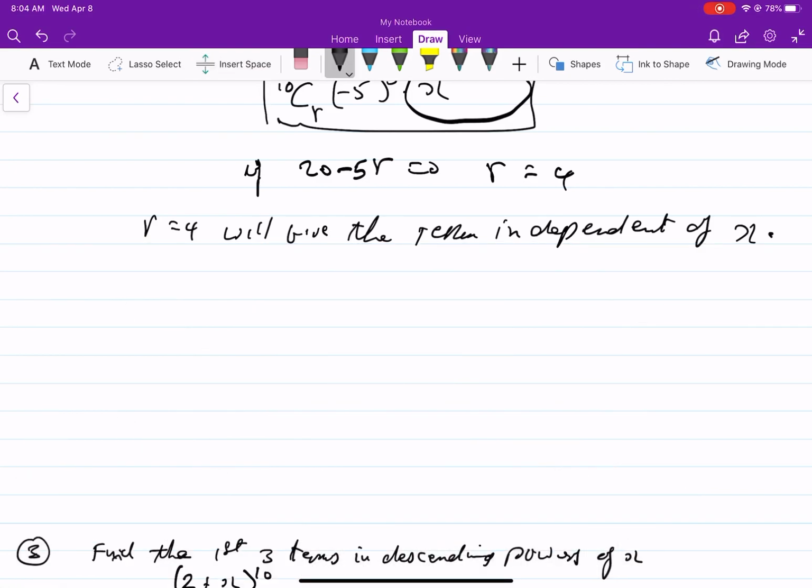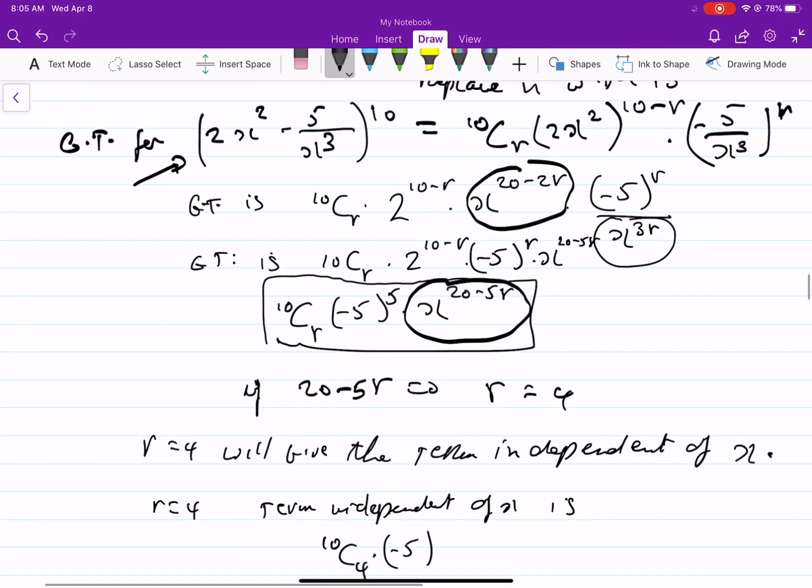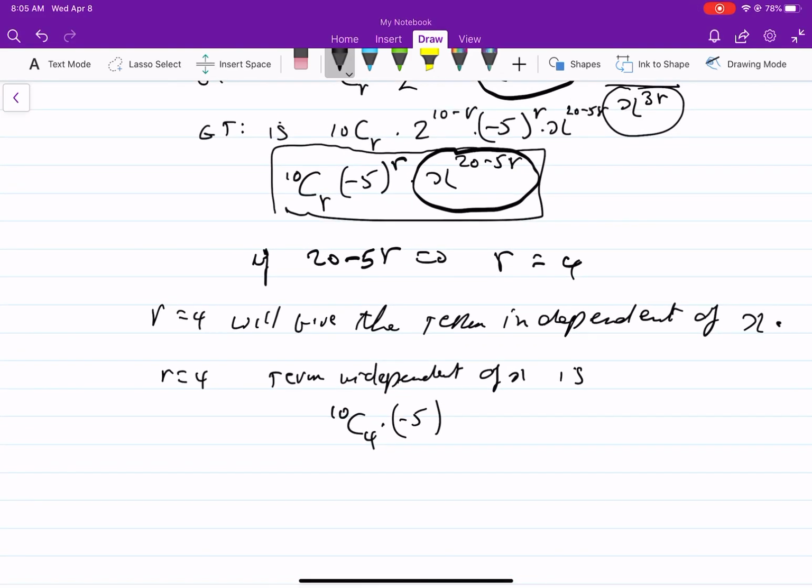All right. So let's do that. When r is equal to 4, the term independent of x is 10C4 times (−5) to the power, that should not have been r, this should have been just r. There, that's the general term. Yes, times (−5) to the power 4. And if I put the 4 up there in the power for x, 20 − 5 times 4 is 0, that would give me x to the 0. So I end up with the term independent of x. That's 10C4 times (−5) to the power 4.